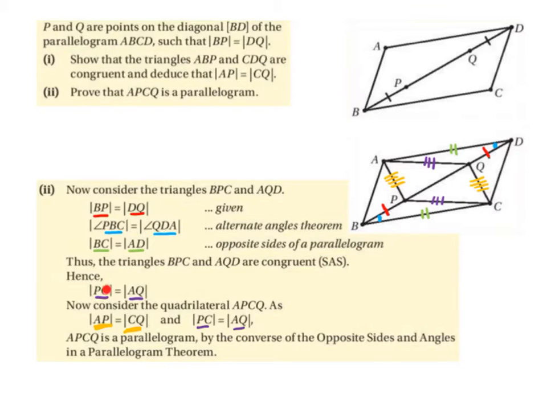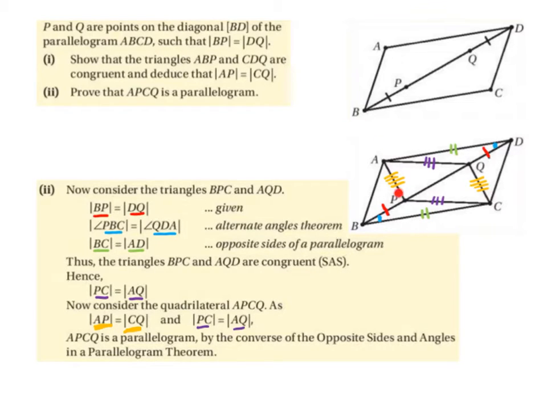Hence, the distance PC must be equal to the distance AQ. They're done in purple. And that is because all the angles and all the sides in both triangles are equal to each other, well, all the corresponding angles and the corresponding sides. So we've now proven that PC is equal to AQ.